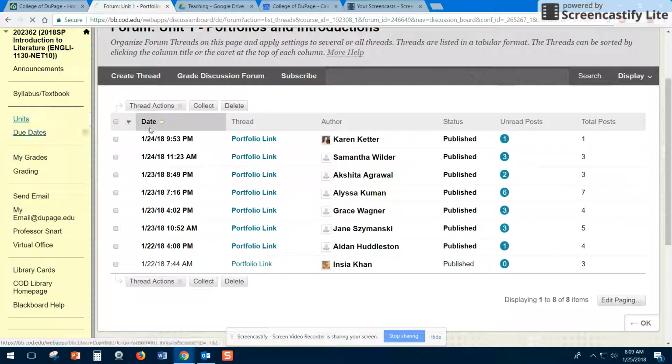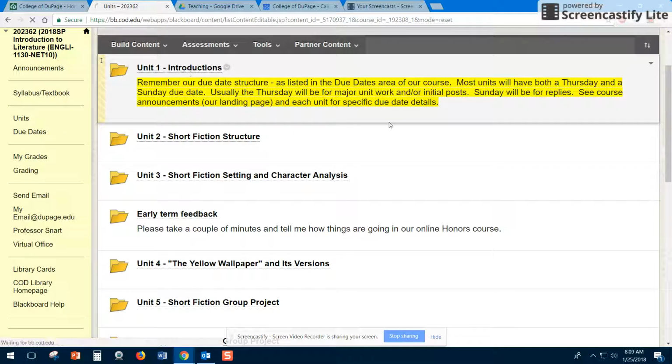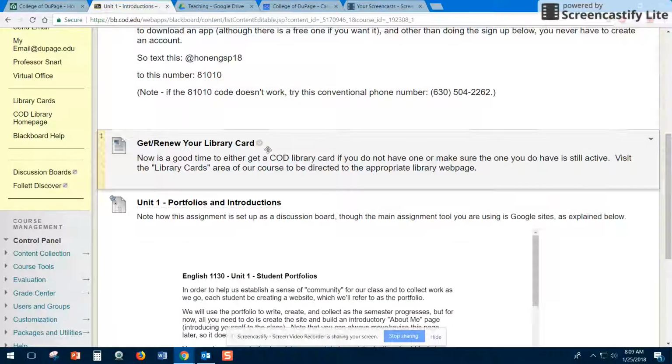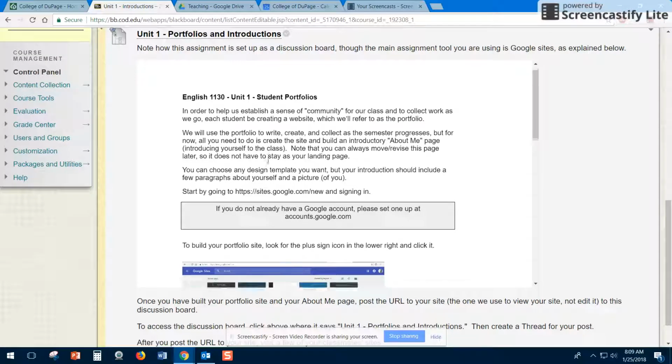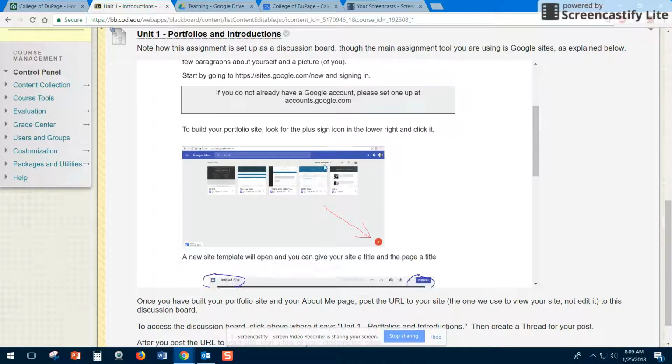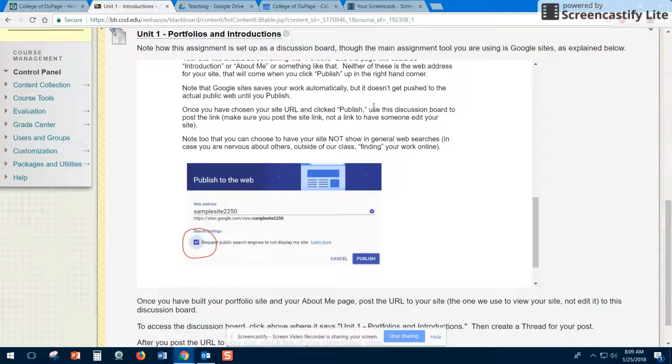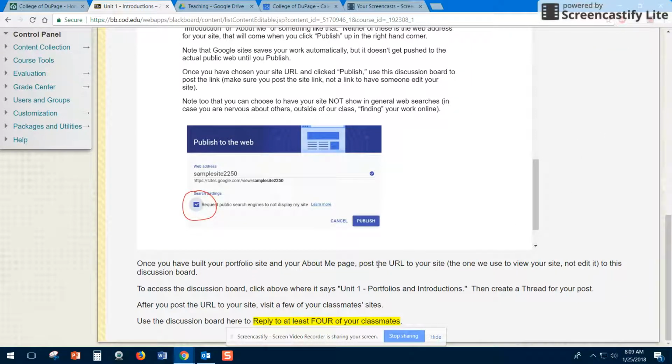Just to go back to the assignment: in addition to the Remind thing, which is a good text alert, and some introductory stuff, all of the text here walks you through how to build that page, how to do the About Me part, and then publish your site to make it an actual thing. Then you're posting that URL. That's what's due by Thursday to complete your portfolio setup, the About Me page, and posting the URL. And then the reply, which we're using the discussion board for, would be due by that Sunday.